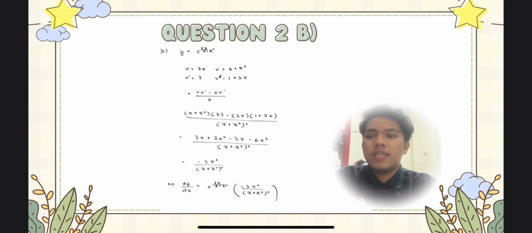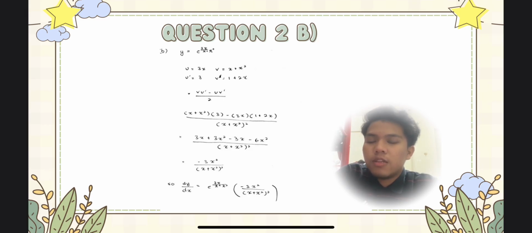Question B. The question for B is y equals e^(3x) over x plus x squared. Using the quotient rule, we can assign u as e^(3x). u prime will become 3e^(3x). We can assign v as x plus x squared. v prime will be equal to 1 plus 2x. Then we can just insert the terms into the formula, which is v u prime minus u v prime over v squared.